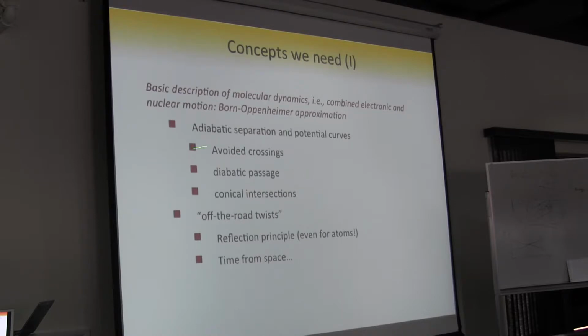And then of course, if you go multidimensional, you have the phenomenon of conical intersections, which are, again, extremely important for these light harvesting complexes in chemical systems which support biological functions. And just for the fun of it, I will introduce you to two little off-the-road twists. One is the reflection principle in molecular dynamics. This is linked to a semi-classical approximation of the dynamics, which makes life very easy, and gives you almost analytical results.